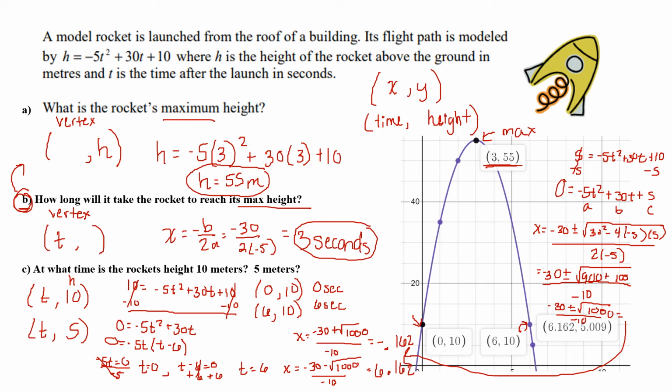Okay, so we have two answers here. All right, we are not going to select the negative answer because we cannot have negative time. And again, we're solving in seconds. Okay, we are, however, going to select the positive answer.